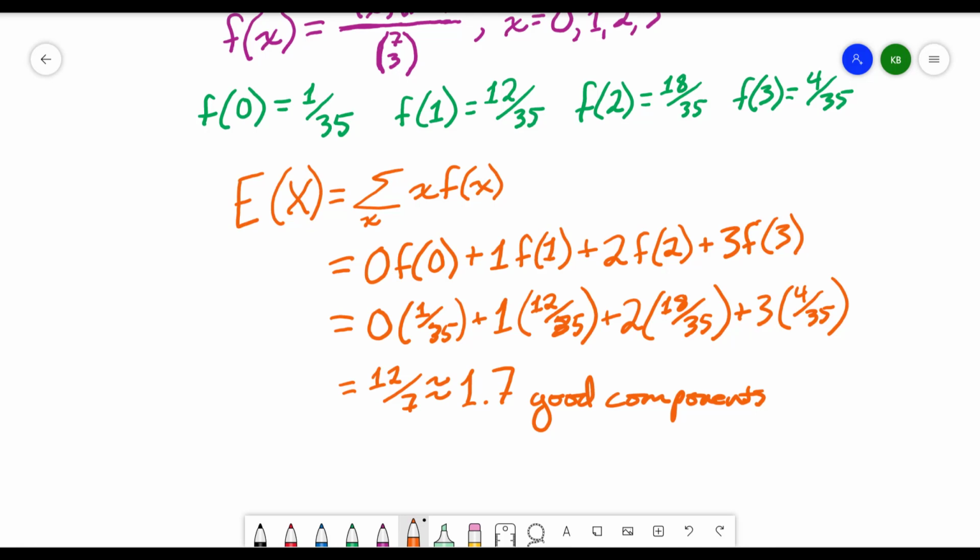If I had worked all of this out and ended up with something like 5 point something, then there should have been little alarms going off in my head to tell me that something's wrong in my arithmetic, because I can't have that many good components. It's not possible. And the expected value should really be kind of a measure of center. It should be fairly central in your data when it's weighted by the probabilities.